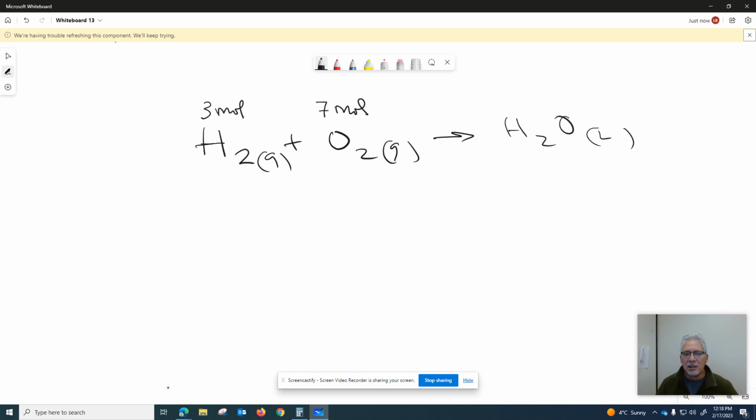I forgot to finish the balancing because I was trying to figure out the numbers, but let me do the balancing now. Two hydrogen here, two hydrogen there. No problem. Two oxygen, one oxygen. Let me place a two here to make two oxygen. And now I have to put a two here, making four hydrogen, and that will be balanced. So going back to the limiting reactant, we need to do the following.